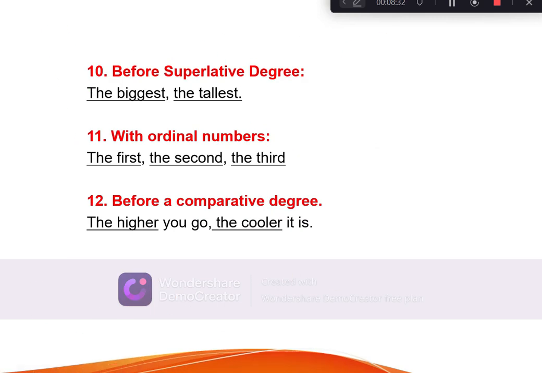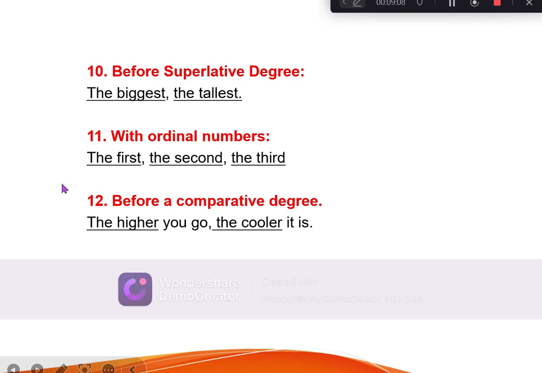The article is used with the superlative degree of adjective. Whenever you use the superlative form of an adjective, you need to use the article: the biggest, the tallest, the most beautiful, the most famous. The article is used with ordinal numbers. Ordinal numbers are those numbers which show us the position of any noun. We say the first, the second, the third, the fourth, the fifth, the sixth, up to infinity.